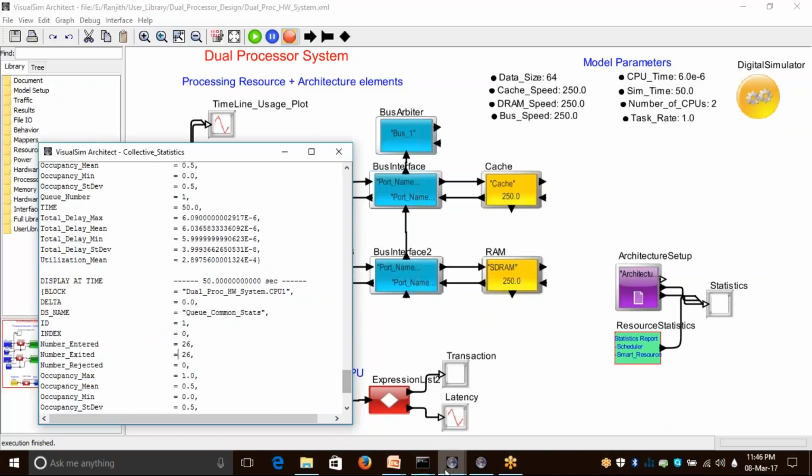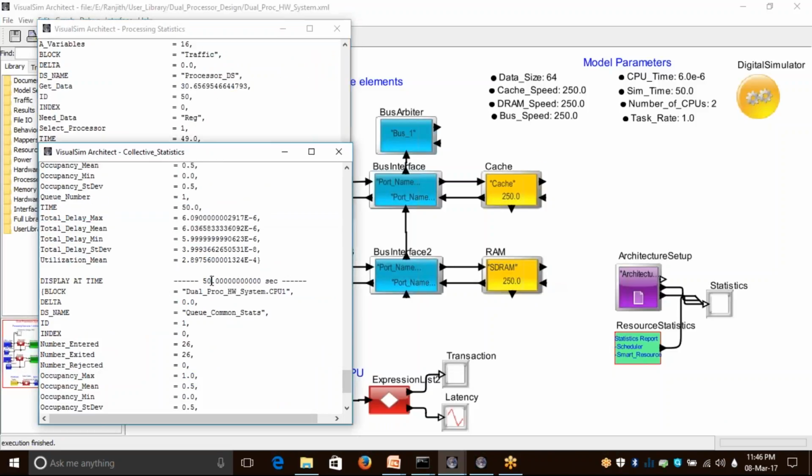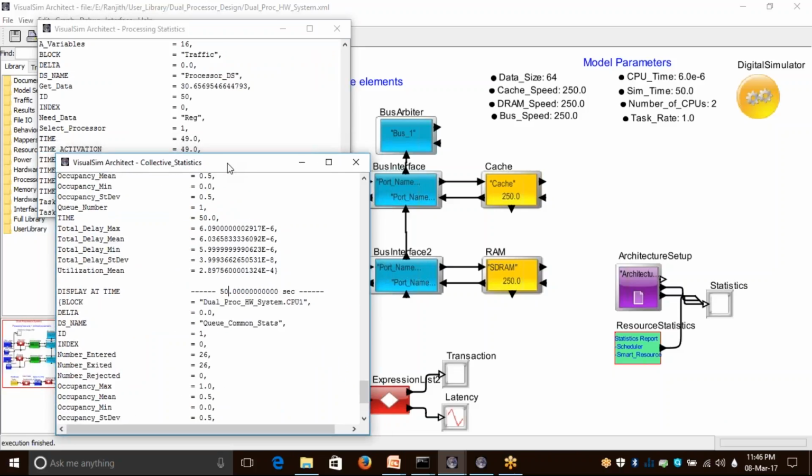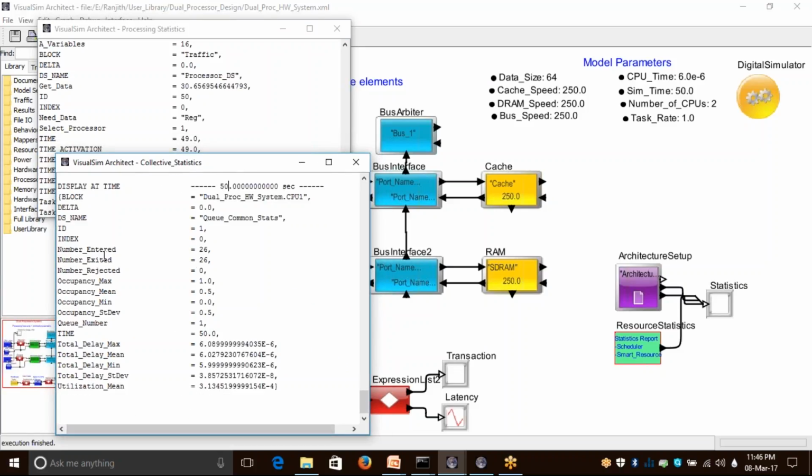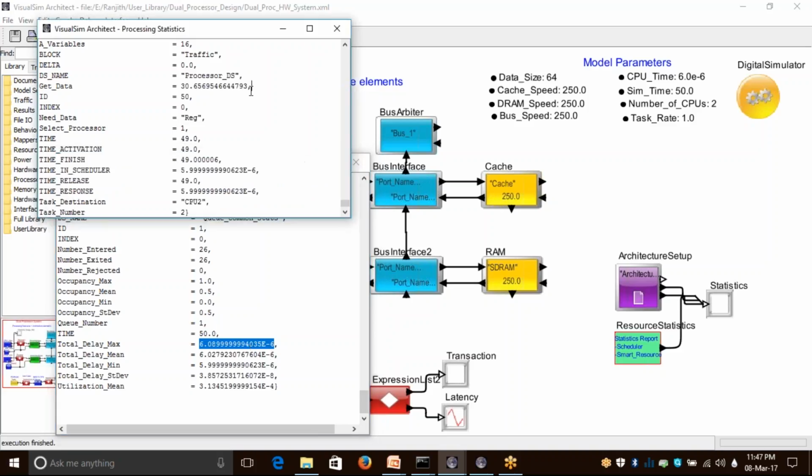Okay. So what I'm looking at over here is the given configuration. The number of transactions entered is about 26, which means my CPU1 actually received 21 tasks, and each task has a total delay of about 6 microseconds. My utilization is way less over here because I'm not running too many tasks.